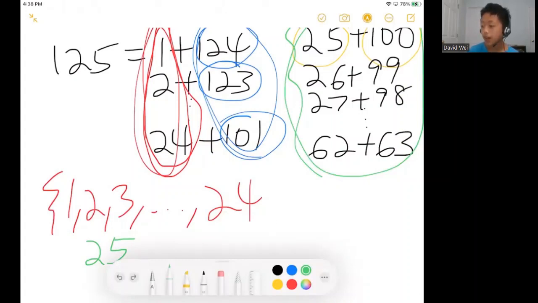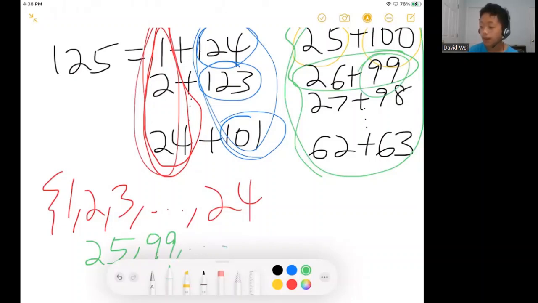And similarly, if you have 26 and 99, you can only put exactly one of those numbers in the set. You can't put both, because 26 and 99 would sum to 125, which is bad. So suppose you put 99. If we put 99 into the set, that means we cannot put 26 into the set. And we can continue this pattern.